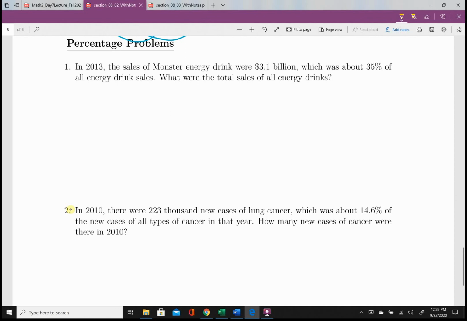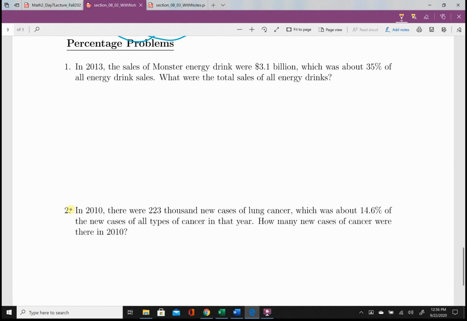Here we go. In 2013, the sales of Monster Energy drink were $3.1 billion, which was about 35% of all energy drink sales. What are the total sales of all energy drinks? Okay, this is a pretty tricky problem. Which was about 35% of all energy drink sales. Okay, so what are all energy drink sales?